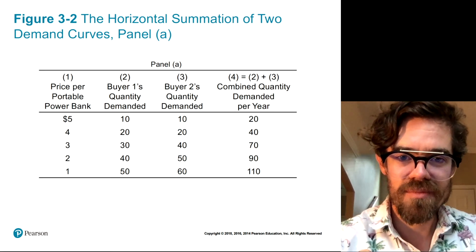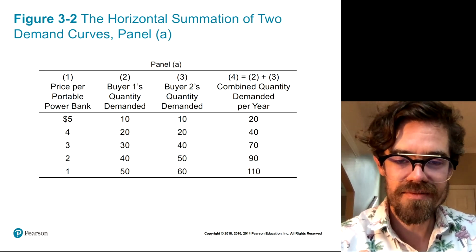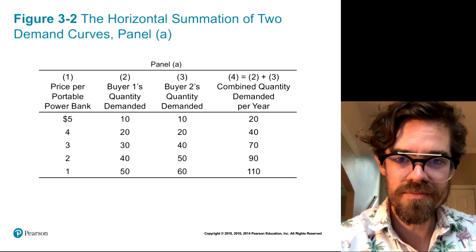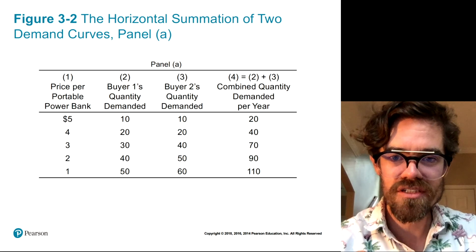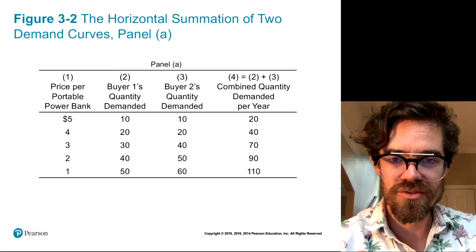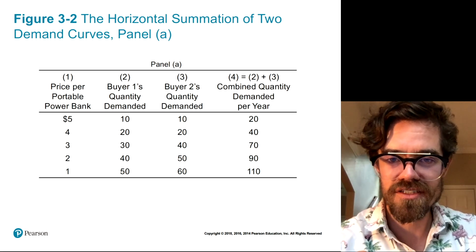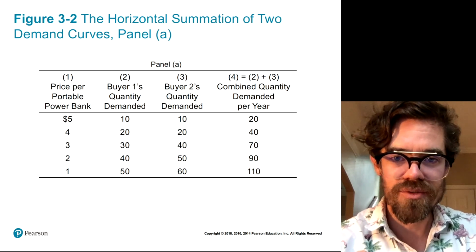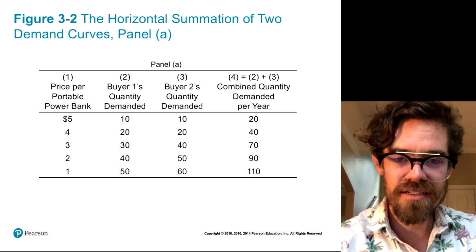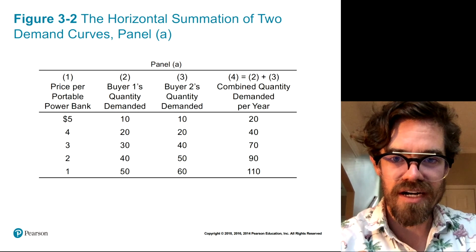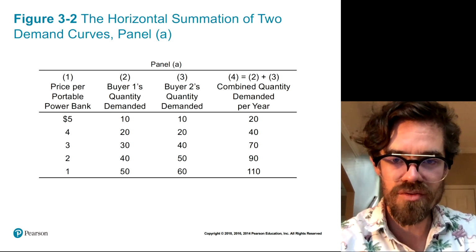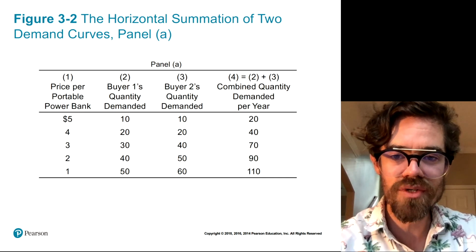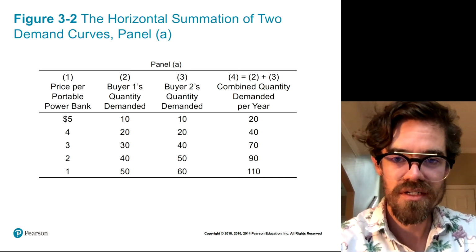So here in this demand schedule, we have price again in the leftmost column, column 1. And then in columns 2 and 3, we have two buyers' individual demand schedules, actually, in this case, since it's a table. So we see buyer 1's quantity demanded in column 2, and we see buyer 2's quantity demanded in column 3. So columns 2 and 3 constitute two individual demand schedules.